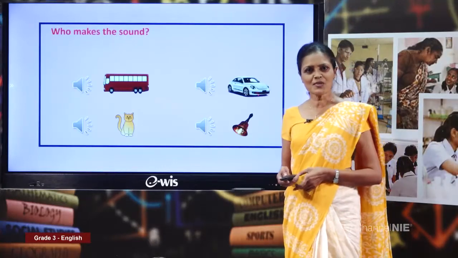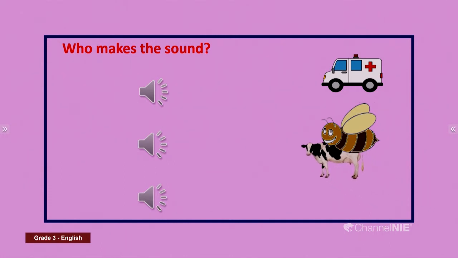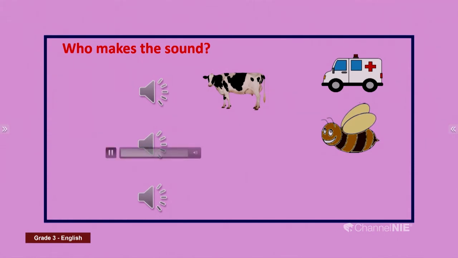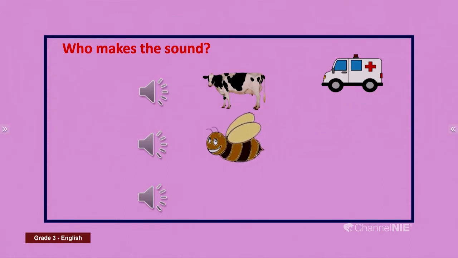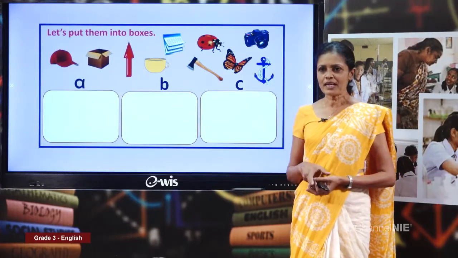Let's listen to some more sounds. Who makes that sound? Cow. Very good. Who is that? Bee. It's a bee. Last one. What is it? Ambulance.